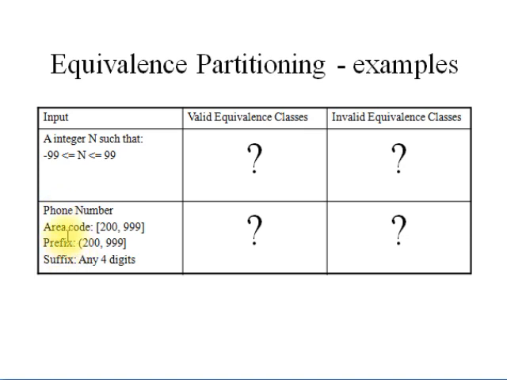We also have another input, that is a phone number. Basically, your phone number is constructed with an area code, prefix and suffix. Your area code will be from 200 to 999, the prefix is also 200 to 999, and the suffix can be any 4 digits. For this we have to write the valid equivalence and invalid equivalence.